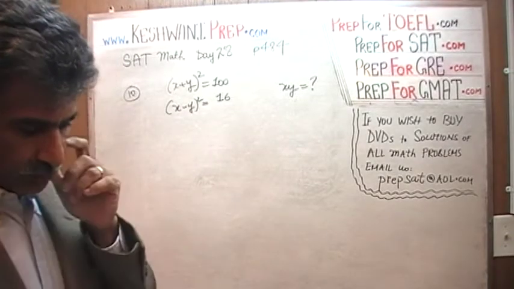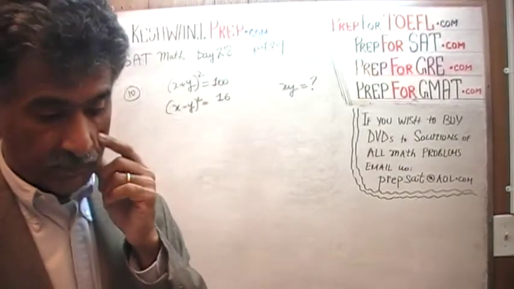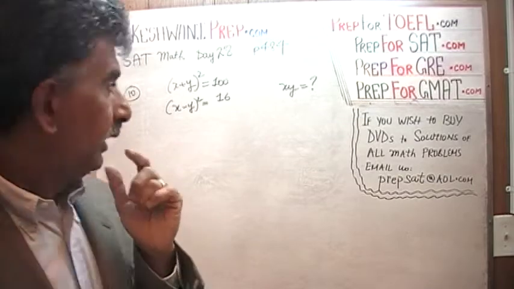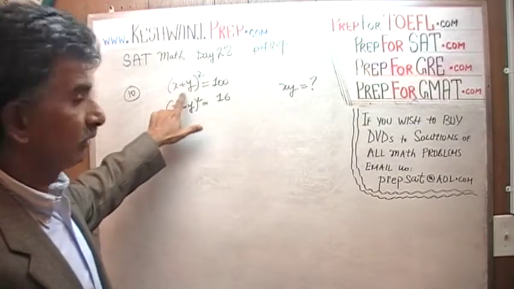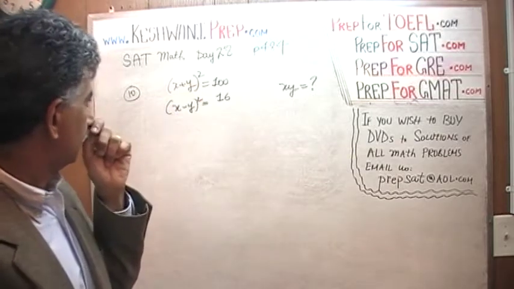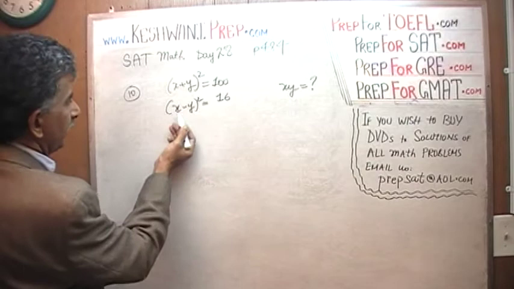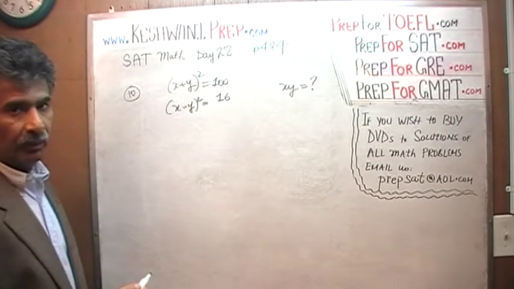Well, there are two ways you can go about it. One way is to just use simple trial and error until you find something that works. I'm not sure if that's a good idea. We have to have 100 here, which means their sum has to be 10, because 10 squared is 100. And there aren't too many possibilities. It cannot be 1 and 9, because 9 minus 1 would be 8, and 8 squared is not 16.